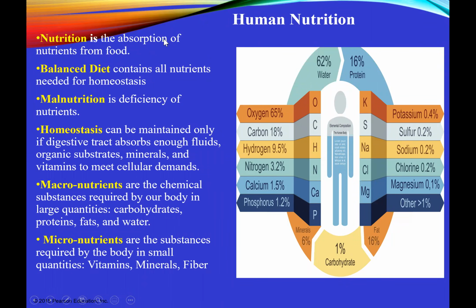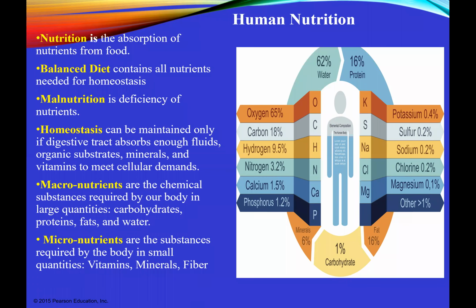The act of absorption of nutrients from your diet is called nutrition. A balanced diet will have all the elements that your body requires for survival. Then it's called a balanced diet. When there are not enough nutrients, it's called malnutrition.